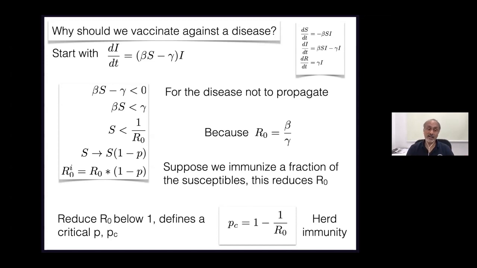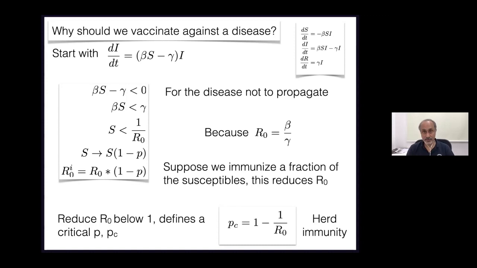And I can go back and ask, what is the condition? How does the condition S less than 1 over R0 map onto a relationship between R0 and P, the fraction of the population that I need to protect against the disease? Using simple algebra, you can figure that there's a threshold Pc, which is 1 minus 1 over R0, such that if I vaccinate that fraction of the people, then effectively the reproductive ratio falls below 1, and then the disease will decline.